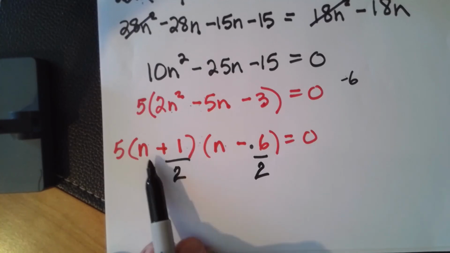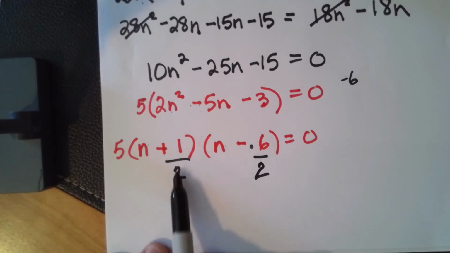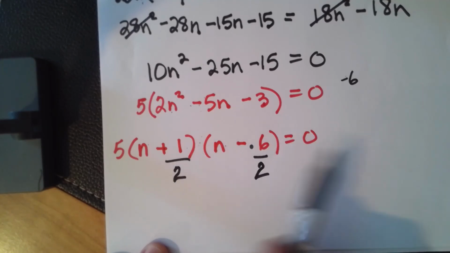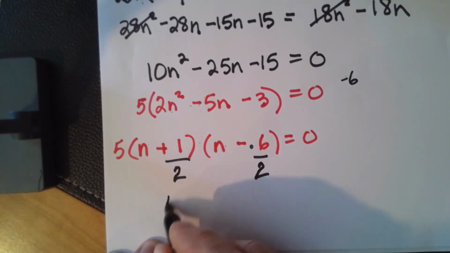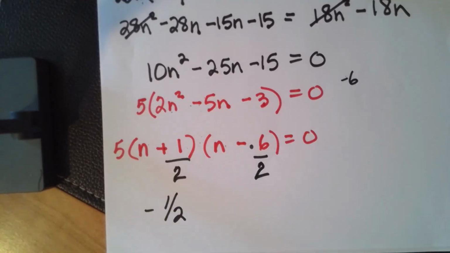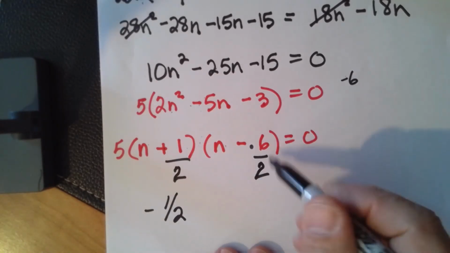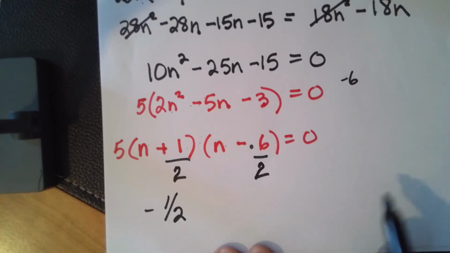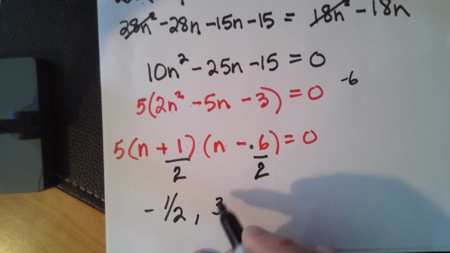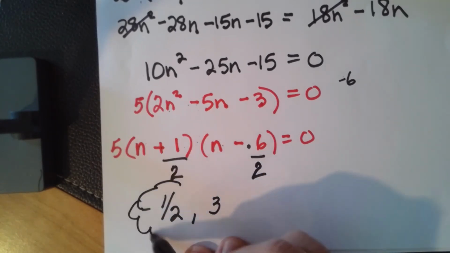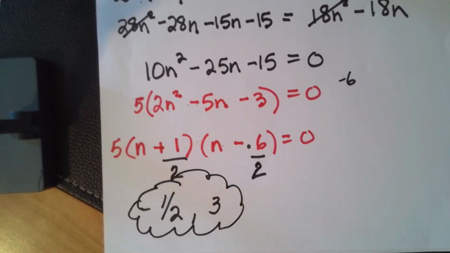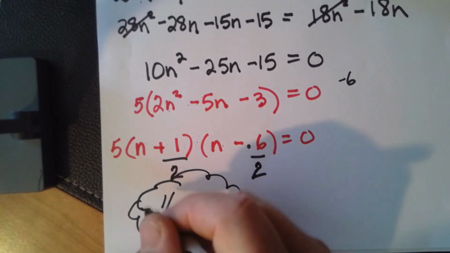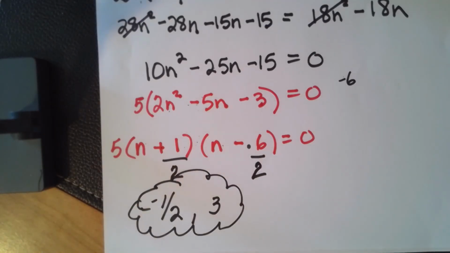Right there, I take this n plus 1 half, set it equal to 0, take it to the other side when I solve for n, and one of my solutions is right there, negative 1 half. Here, 6 divided by 2 is 3. And I do the same thing, set it equal to 0 and take it across. There's my other solution. So this particular problem had two solutions. Negative, make sure I get that negative in there, negative 1 half and positive 3. I hope that helped.